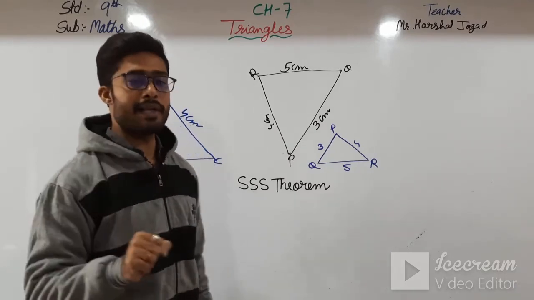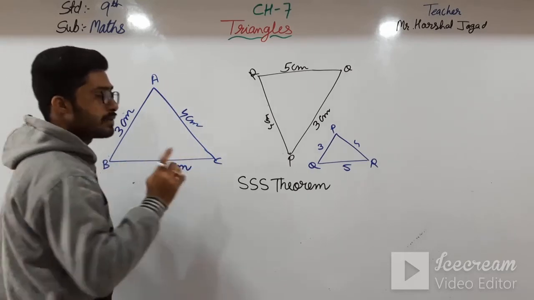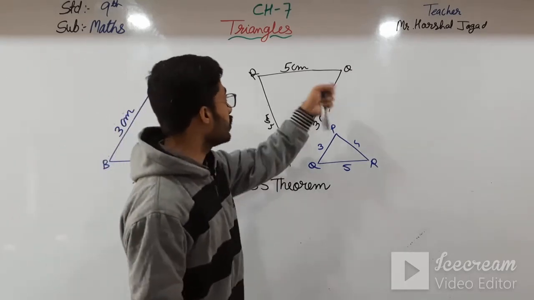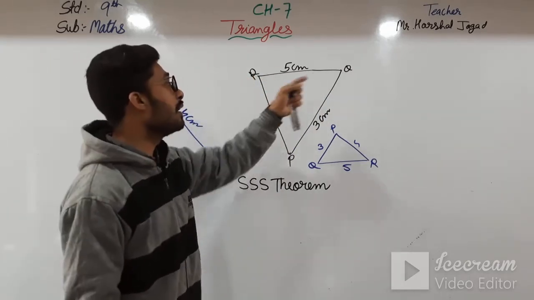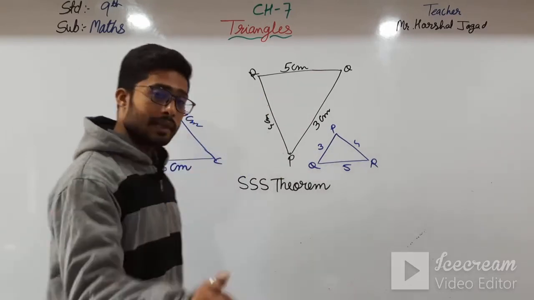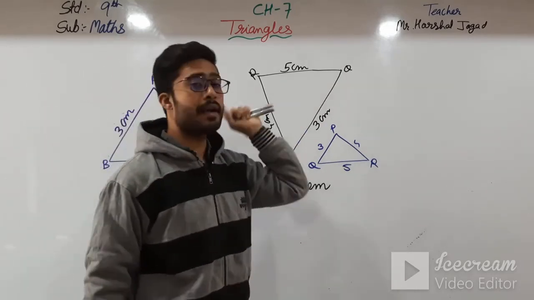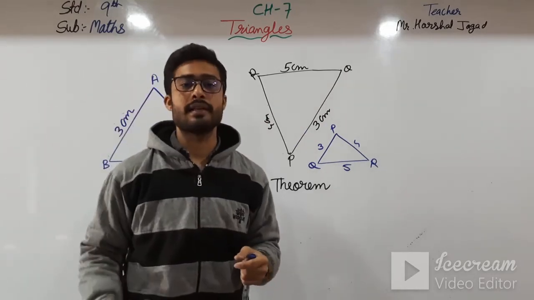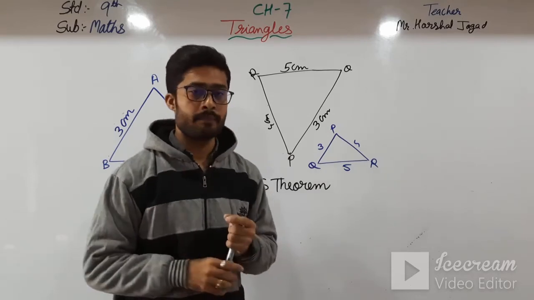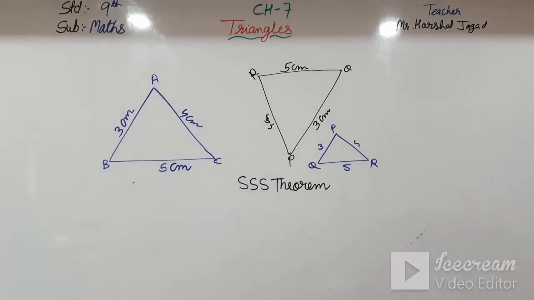But there is one condition: triangle ABC is congruent to triangle PQR, not to triangle QRP or RPQ. It is only congruent when ABC corresponds to PQR. Okay, students, it is congruent to PQR. Now moving further, there is a description given here. I have explained it.